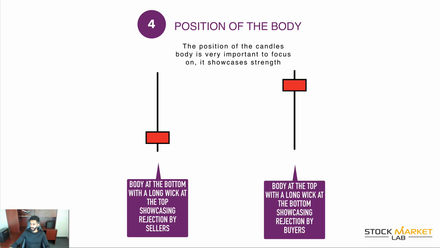You go to the next one. This is a little bit different. The position of the body is at the top. The wicks are at the bottom. This is showcasing rejection by buyers. Bears try to drive it down, and then buyers pick it back up. So the position of the body is also very, very important. These are four elements that you have to completely understand about candles to understand what's going on, right?